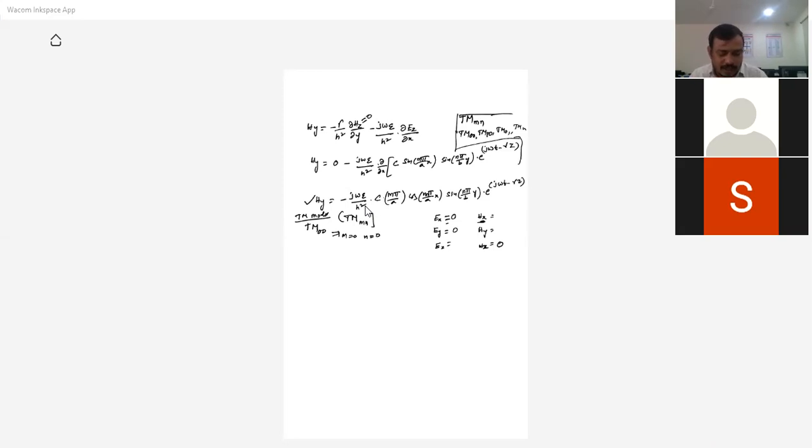Why? Because we have the term like C sin of m pi by a. If m is equal to 0, sin 0 is 0, so the total term is 0. Hx is 0 and Hy also 0, because all these depend upon the m and n values. If m is 0, straight away we can say each component is 0. That means TM00 is not existing in the TM mode.